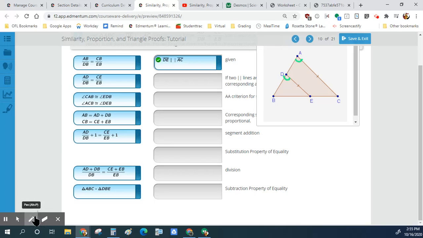Oh, my color options disappeared. There we go. That was weird.